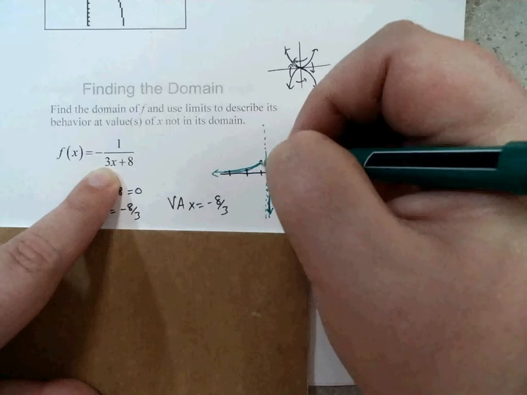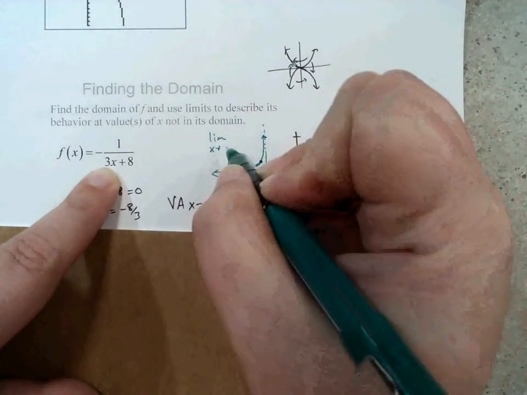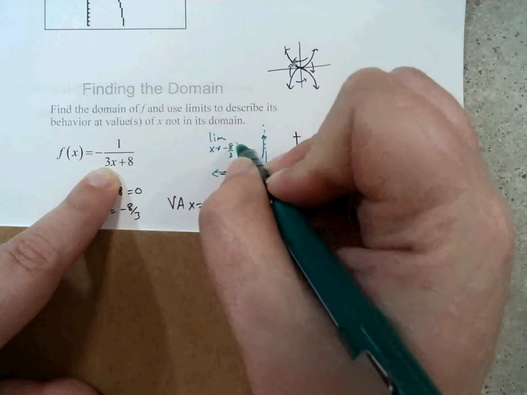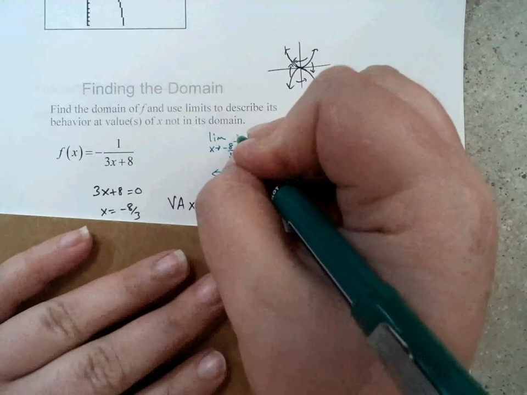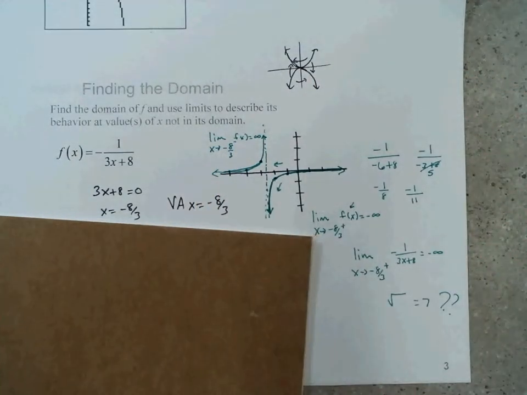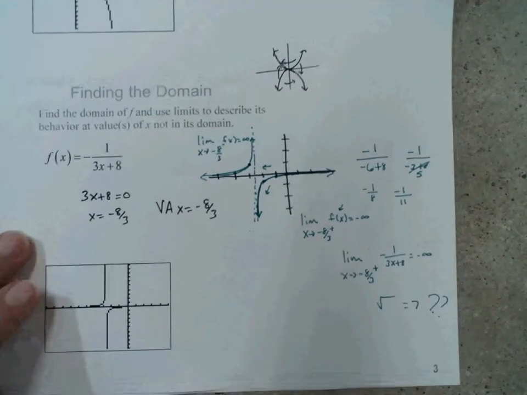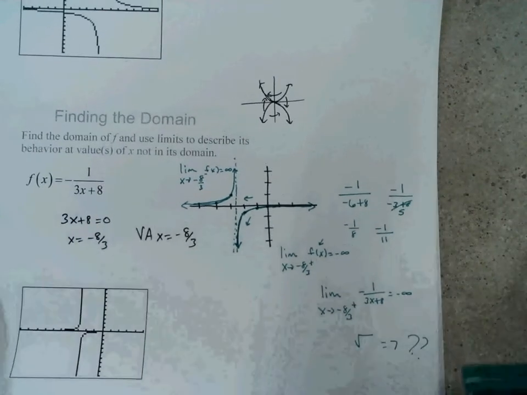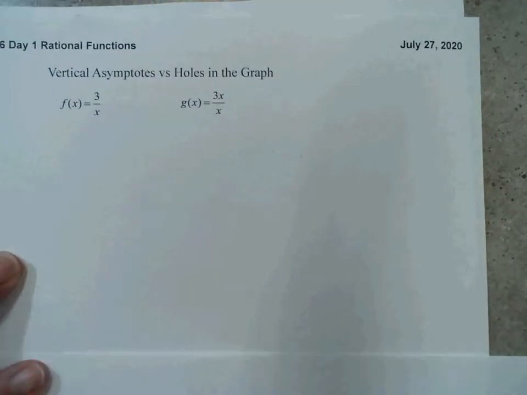Oop, I missed. Approaching 0 and then approaching infinity. So we would say the limit as x approaches negative 8/3 from the left, so approaching it from the negative side, of f of x equals positive infinity, because it's going up. Okay, and you can see how it is evidenced there. Let's do one more before I do another one.